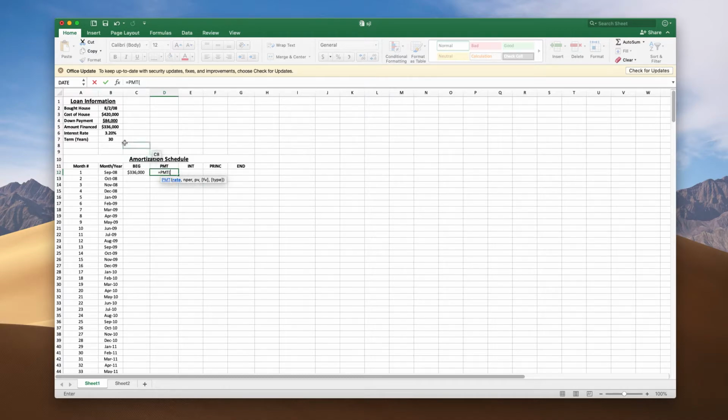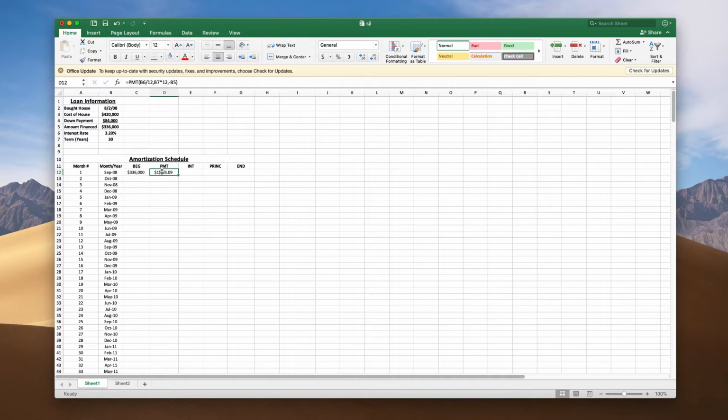You get the rate and divide it by 12. That's exactly how the banks would do this. We're going to get the exact number a bank would get. Take the number of periods and multiply it by 12, then put in a negative and add in the amount financed. Close parentheses, and there you go. That's the payment every single month.